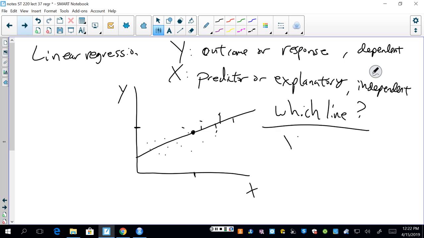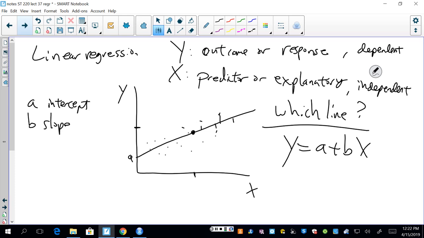So the line generally has an equation something like this, right? The intercept and the slope. So here A is the intercept, and B is the slope.